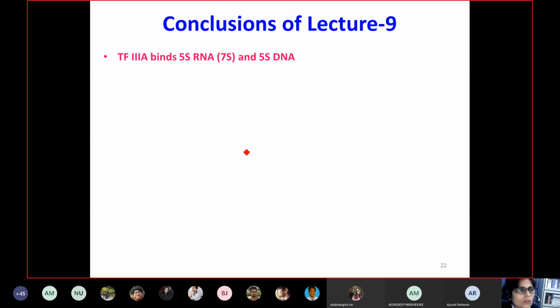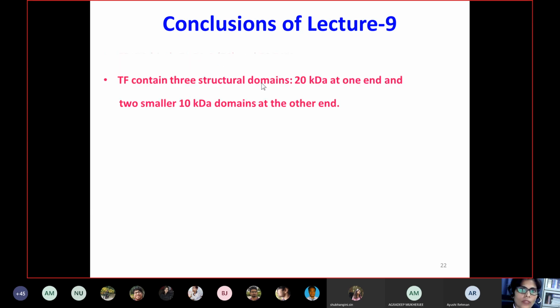So coming to the conclusion, what we have seen from today's experiments and the last experiment is that the transcription factor 3A binds to 5S RNA and it also binds to 5S DNA. Now, transcription factors contain three structural domains, that is 20, 30, and 10. That means a 20 kilodalton form at one end and two smaller kilodalton forms at the other end.